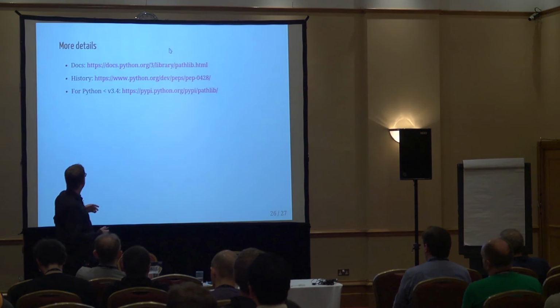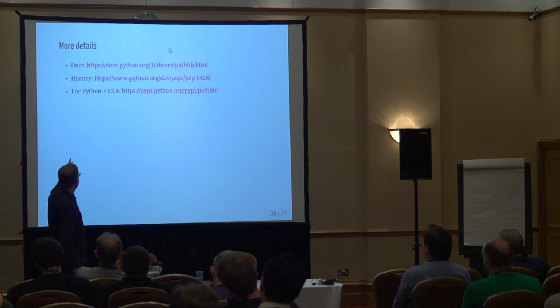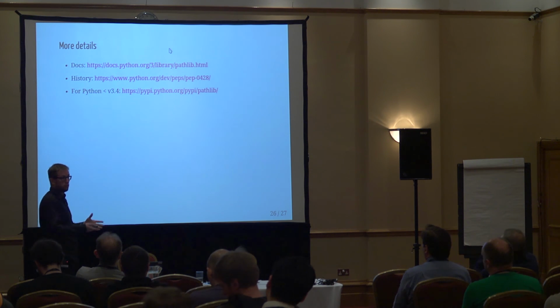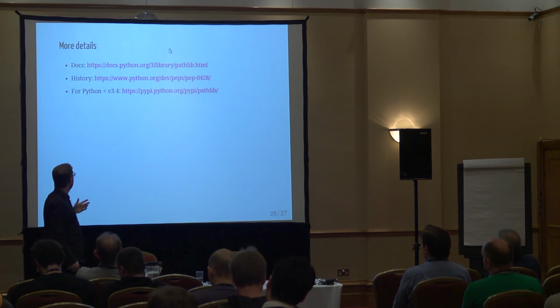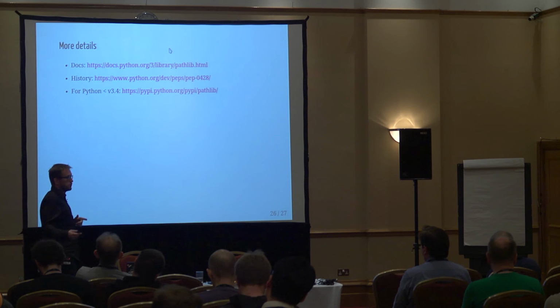Here are some links for learning more about pathlib. The documentation in the standard library is quite good. There's PEP 428, which goes through the rationale of why we want pathlib, why we want to include it in the standard library, and so forth. And at the bottom there is a link to the pathlib version for older Python versions.